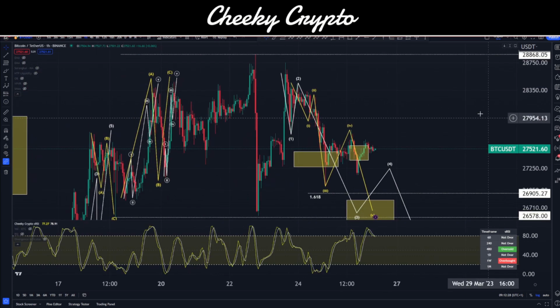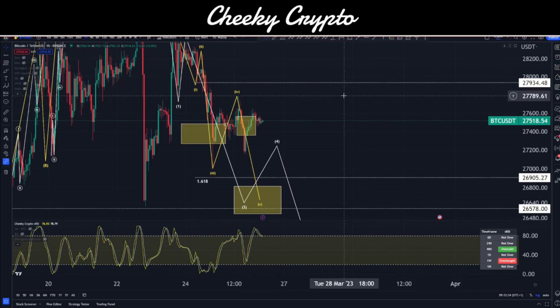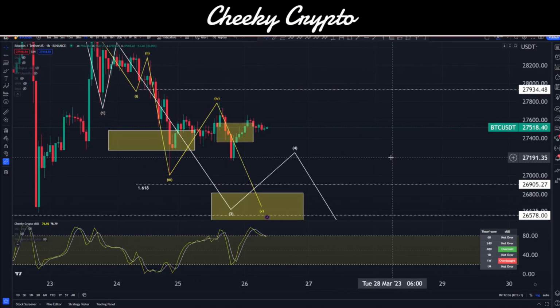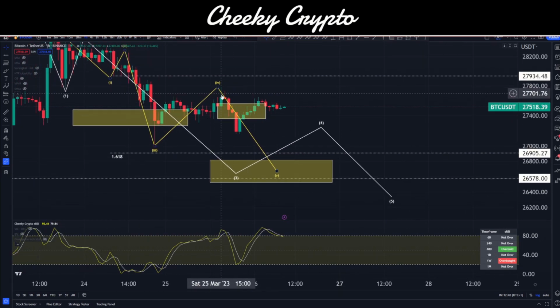We have our invalidation levels set right up here on the wave 1, right there, so 27,934, and we should not cross that one. And I think, yeah, we could probably short the market in here.